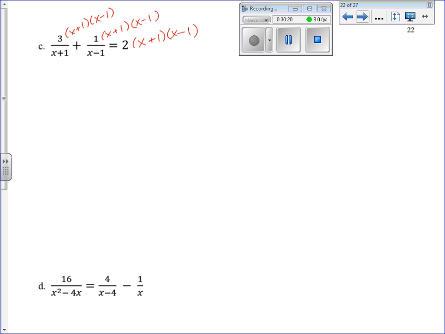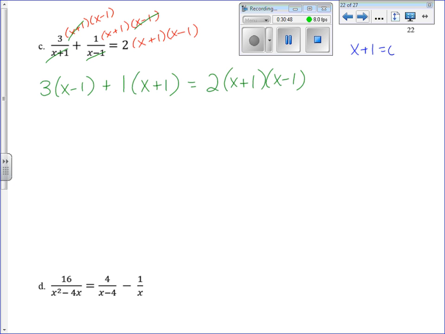What that allows me to do is cancel out the common denominator. So the first time I cancel the x plus 1 over x plus 1, and I'm left with 3 times x minus 1. This one I cancel out my x minus 1, and I'm left with 1 times x plus 1. This one I can't cancel anything, and I have 2 times x plus 1 times x minus 1. Oh, and non-permissible values: x plus 1 equals 0, x cannot equal negative 1; x minus 1 equals 0, x cannot equal 1.